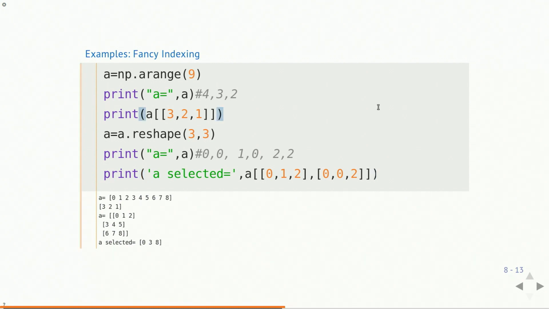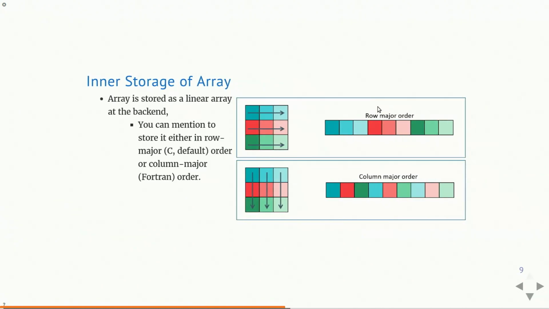Now once we have covered indexing in detail, we would like to dive a little deeper and see how the arrays are stored in the memory. Specifically, all the arrays are stored as linear arrays at the back end.